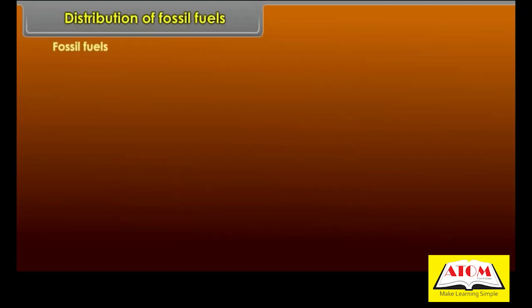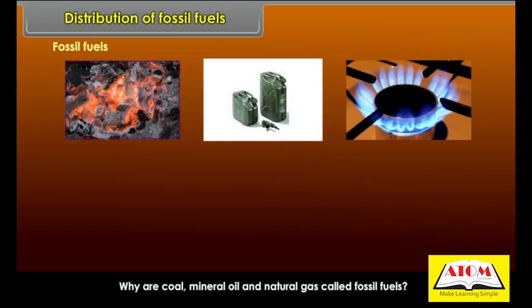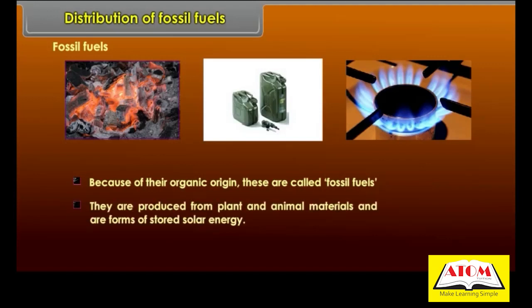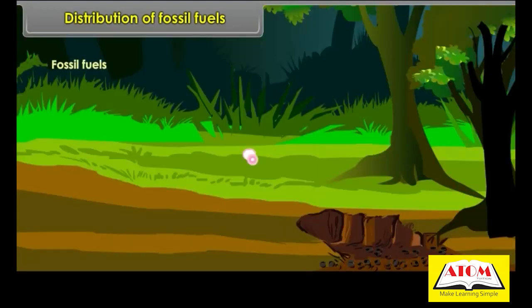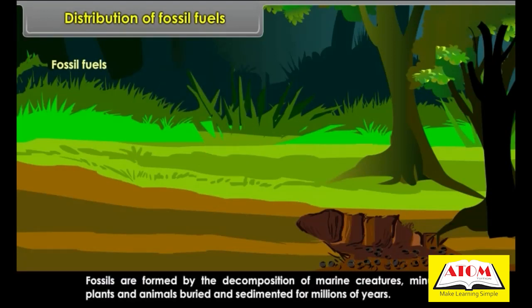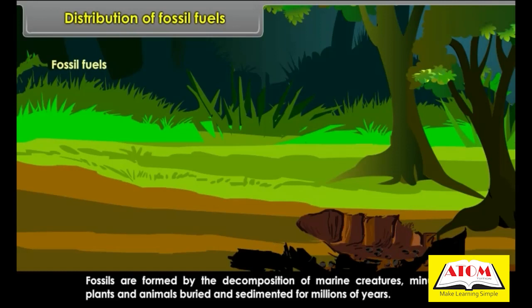Fossil fuels. Why are coal, mineral oil and natural gas called fossil fuels? Because of their organic origin, these are called fossil fuels. They are produced from plant and animal materials and are forms of stored solar energy. How are fossils formed? Fossils are formed by the decomposition of marine creatures, minute plants and animals buried and sedimented for millions of years.